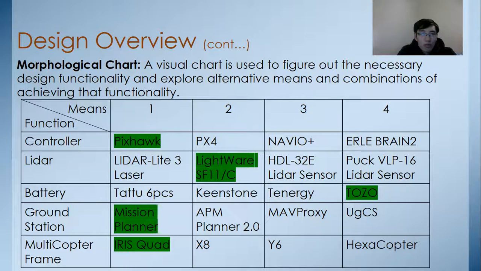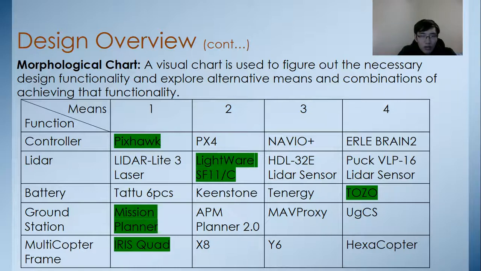And this is our morphologic chart. It's a chart used to figure out the necessary design functionality and explore alternative means and combinations of achieving that functionality. For each of the functions, there are 4 options. For the controller, we have Pixhawk, Pix4, Navi Plus, Uriel Brain 2, and for the LiDAR, it has LiDAR Lite 3, Lightware SF11/C, HDL32E LiDAR sensor, Puck VLP16 LiDAR sensor.